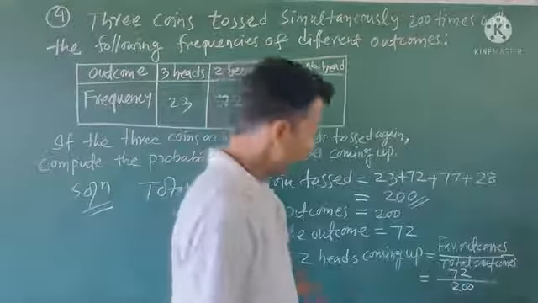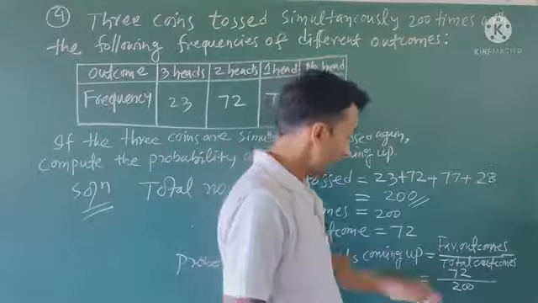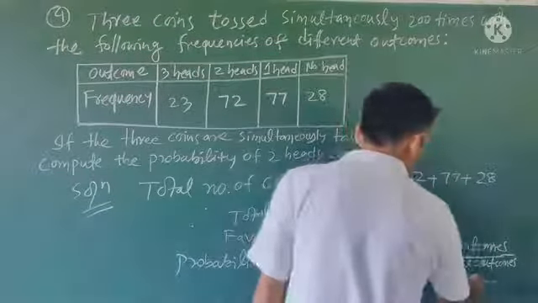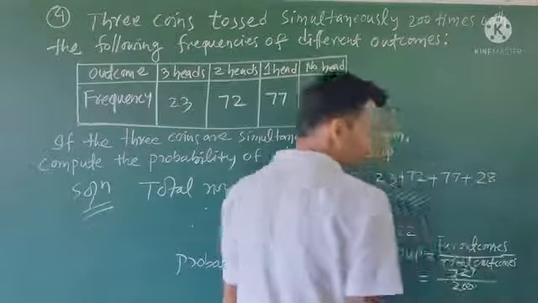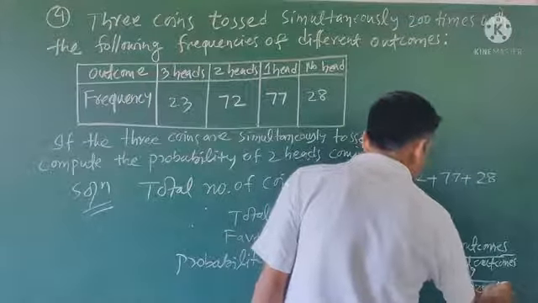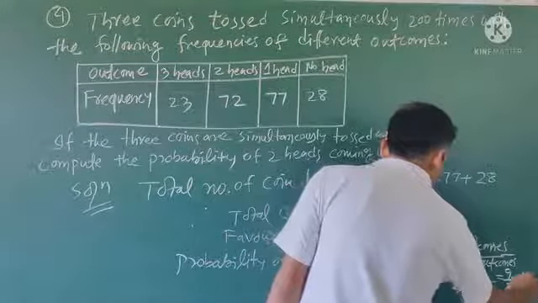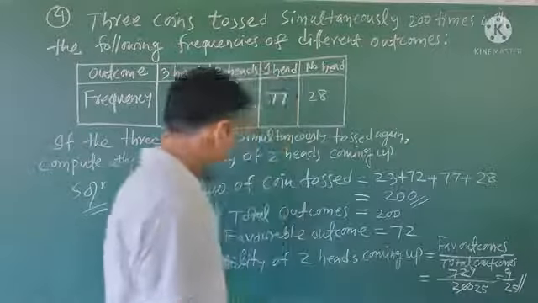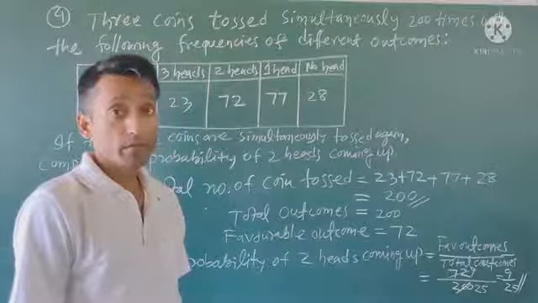Now you see, is there any common factor between this numerator and denominator? Yes, we have a common factor. 9 8 is 72, 25 8 is 200. So what we get is 9 by 25. So the probability of 2 heads coming up is 9 by 25.